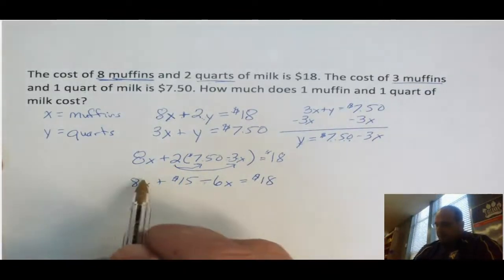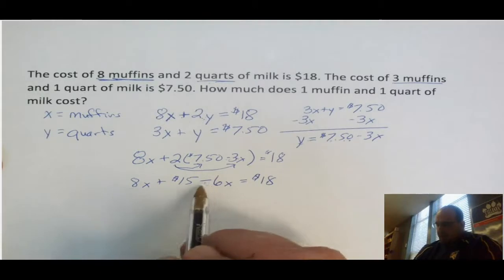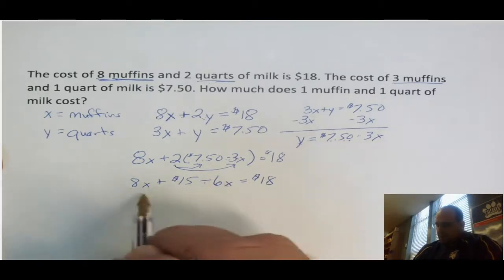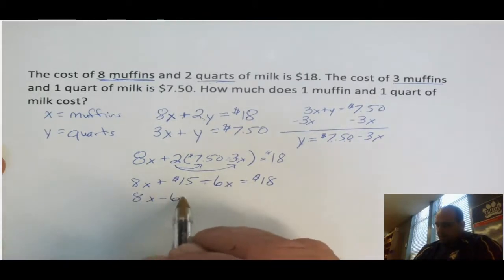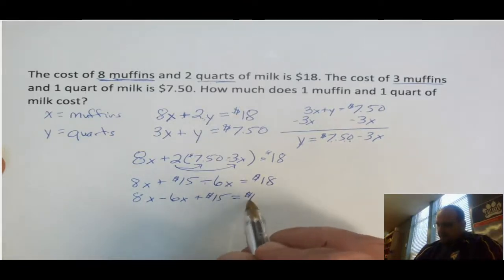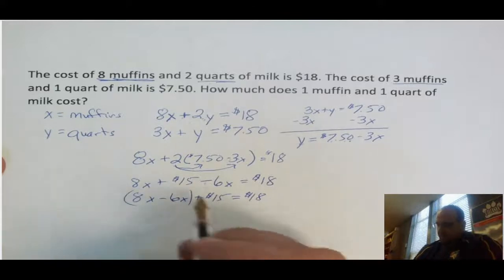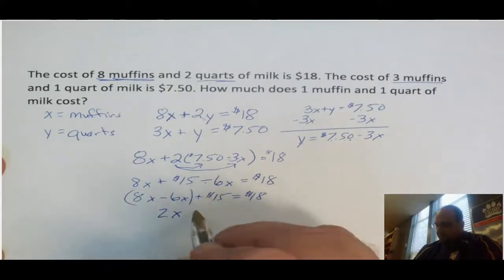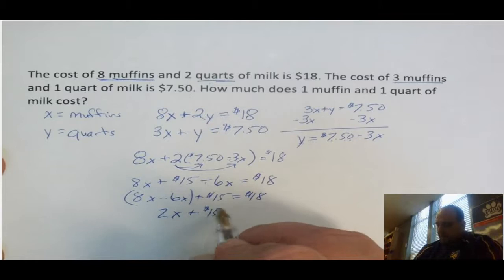I'm going to combine like terms. The like terms are 8x and minus 6x. I'm going to put them next to each other so that way I can combine them. 8x minus 6x gives me 2x. So I have 2x plus $15 equals $18.